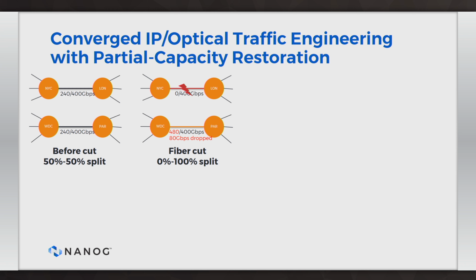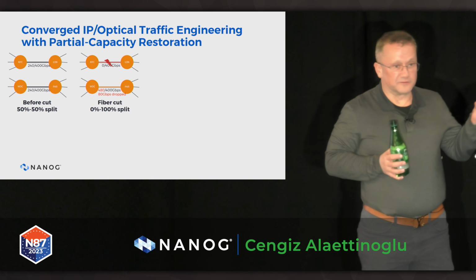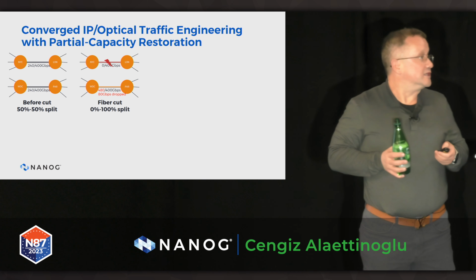And then let's say there is a fiber cut in the middle of the ocean, and you lose the New York to London link. What will happen in the IP network in this case? Basically, your IGP will converge, your RSVP-TE, whatever, and you end up sending all of the traffic on the other link. But that will adapt to 480 gigabits per second. Your capacity is 400. You are going to drop basically 80 gigabits per second of traffic on this IP link. Not ideal, but that's what would happen if we just looked into the IP network.